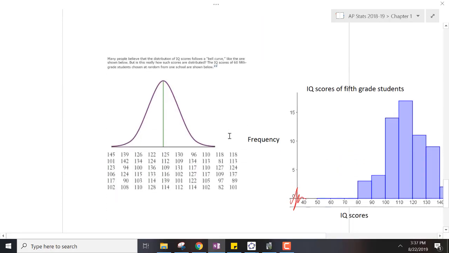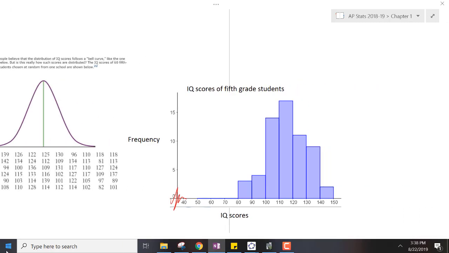Then our last problem here: many people think the distribution of IQ scores follows a bell curve or normal distribution. But is this really how scores are distributed? The IQ scores of 60 fifth grade students chosen at random from one school are shown below. So we need to graph those. If we graph them into a histogram, this is what it looks like.